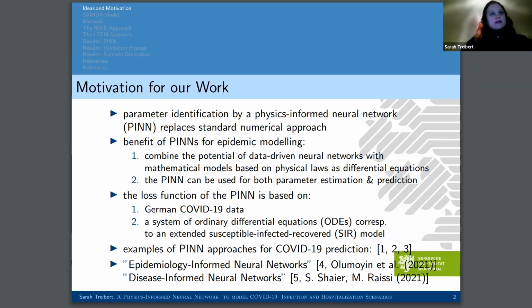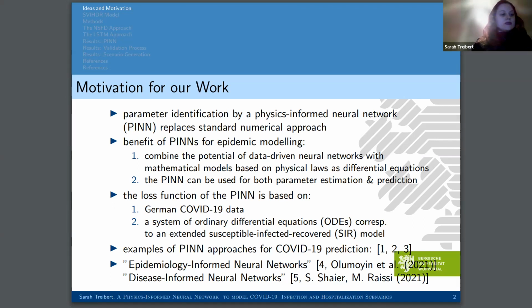Our motivation for this work. Our initial idea was to make use of a data-driven method, in this case the physics-informed neural network, to obtain the parameters of a model that inherits transition and transmission dynamics and parameters reflecting the effects of the coronavirus pandemic within a selected population.